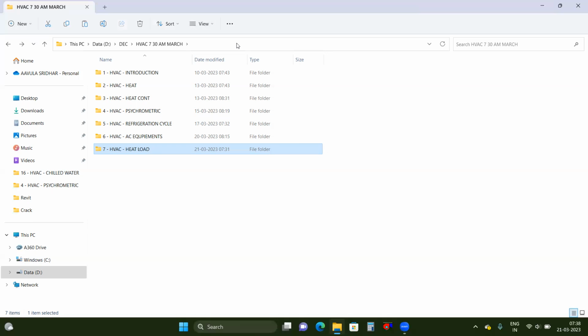Okay, so in this heat load, we are going to learn, if we have one building or one room and we want to do the heat load calculation, what tonnage is required and what CFM is required, so that we need to derive. By doing the heat load calculation, we will get to know how much tonnage and CFM is required. Okay, so the most important topic.